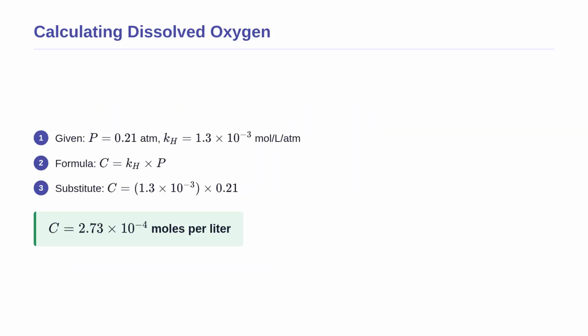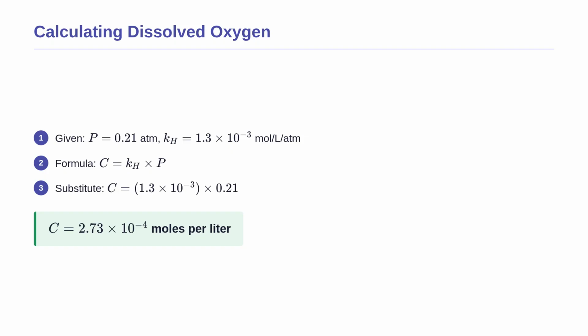Before we move on, let us see this formula in action with a concrete example. We want to find the theoretical dissolved oxygen concentration in a cold mountain lake. We are given the atmospheric partial pressure of oxygen as 0.21 atmospheres, and Henry's constant as 1.3 times 10 to the negative third moles per liter per atmosphere.